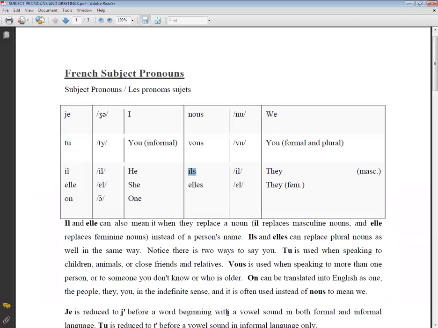No, how about the "ils"? Which one? The second one. The one I've highlighted. No, the other one. This one, the donor one.